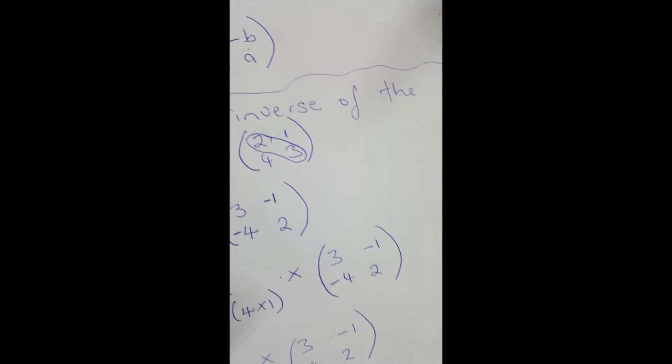So the first number is 3. It's divided by 2, so it's 3 over 2. The next one is -4, so -4 over 2. The next one is -1 over 2. And the other one is 2 over 2.